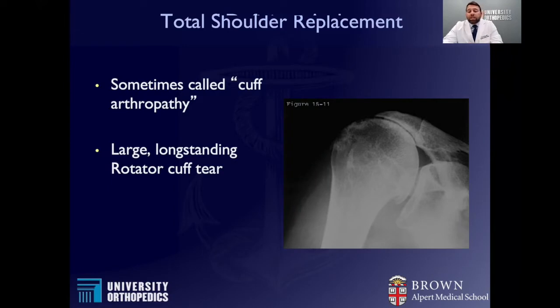So moving on to the second type of arthritis, which is this cuff deficient arthritis, sometimes called cuff arthropathy or cuff tear arthropathy. And this is usually something that happens secondary to having very large tears of the rotator cuff for a long time. And what happens is when you have these large, long-standing tears of the rotator cuff, it leads to decreased ability of that rotator cuff to hold the ball in the socket.